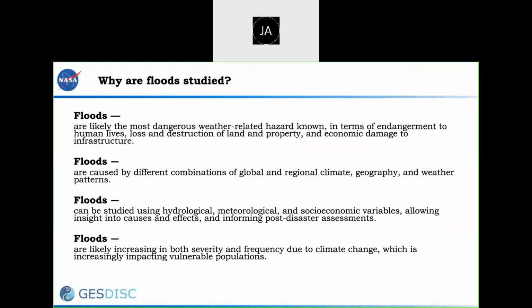Floods can be studied, therefore, using hydrological, meteorological, and socioeconomic variables, which allows insight into how they're caused, the effects of them, and very importantly, informing post-disaster assessments to try and prevent either their damage or their occurrence in the future. We know about floods that they are likely increasing in both severity and in frequency due to climate change. And this is also increasingly impacting vulnerable populations, which live near rivers, live near coasts of oceans and lakes, and live near mountains, where you can get flash floods and landslides. Talk more about that in a moment.